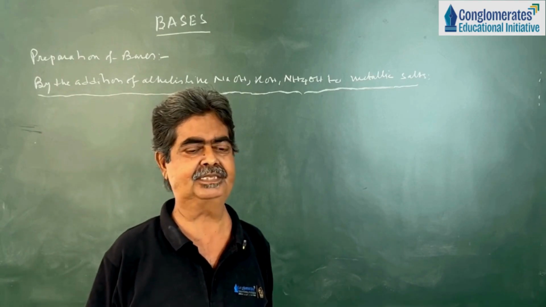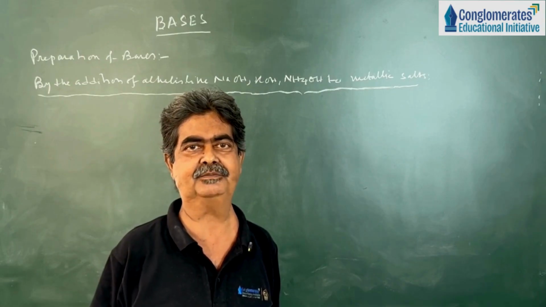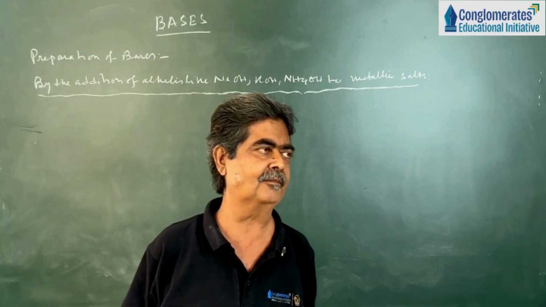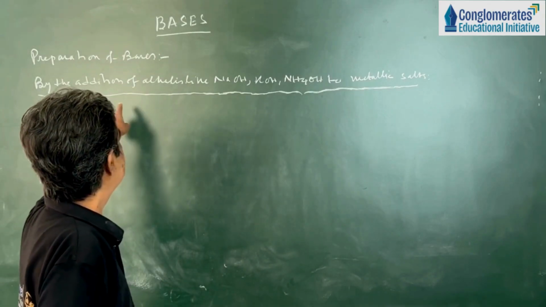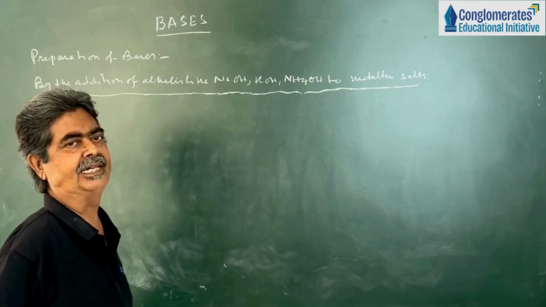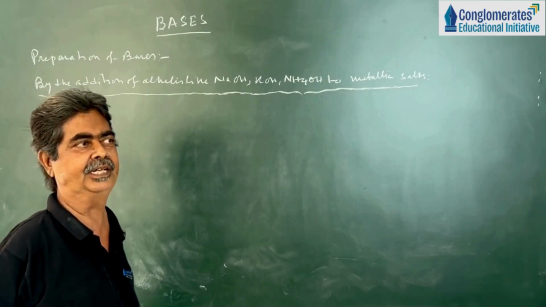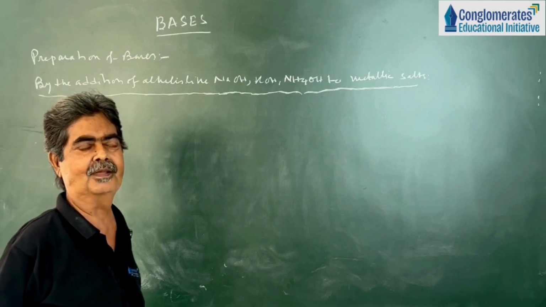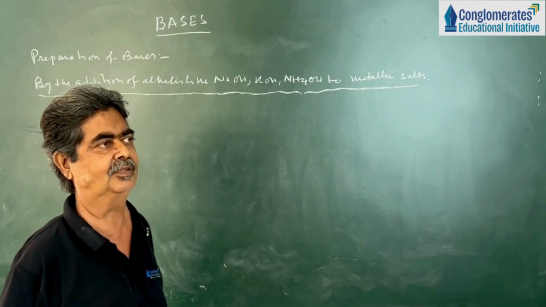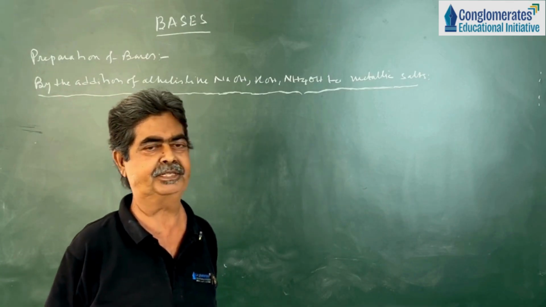Today I'll continue the preparation of bases. Last day few methods I've discussed and one method is left to be discussed today. That is, I've already written over here, that is by the addition of alkalis like NaOH, KOH or NH4OH to metallic salts. One by one I'll discuss the method of preparation.